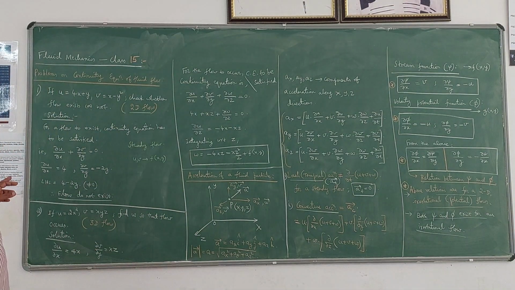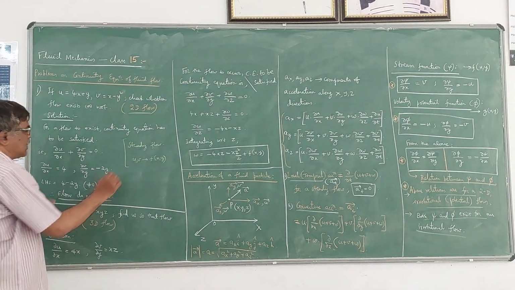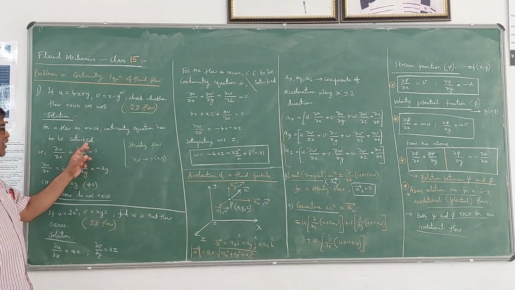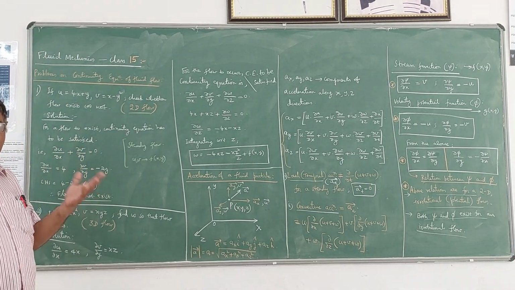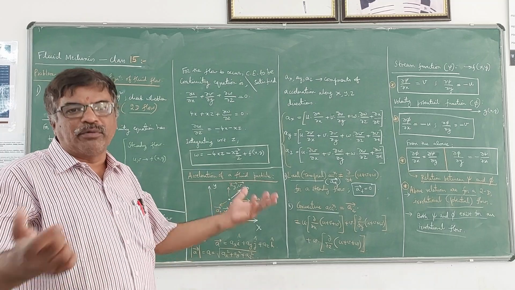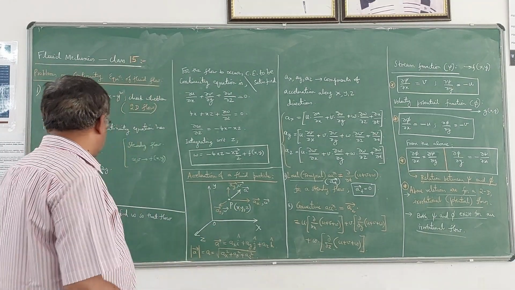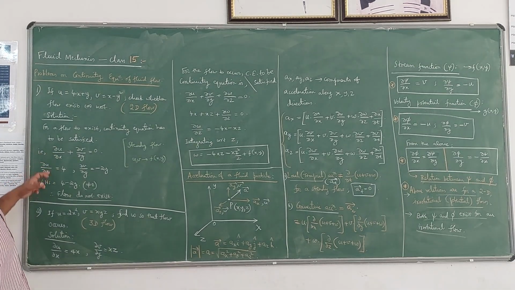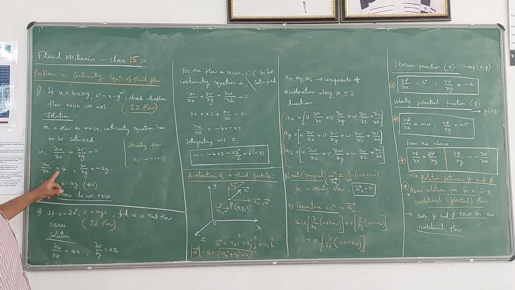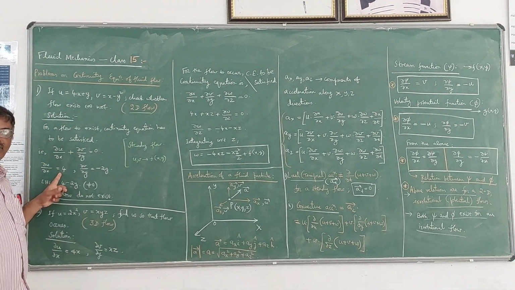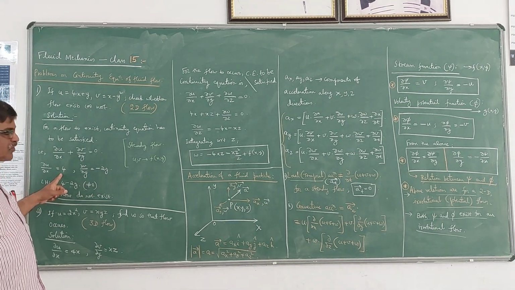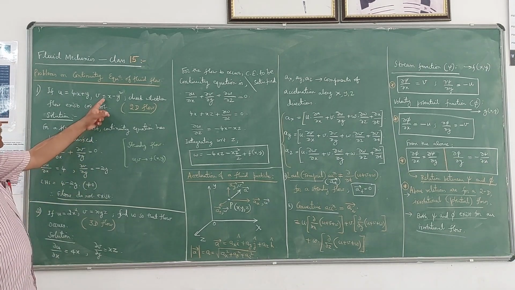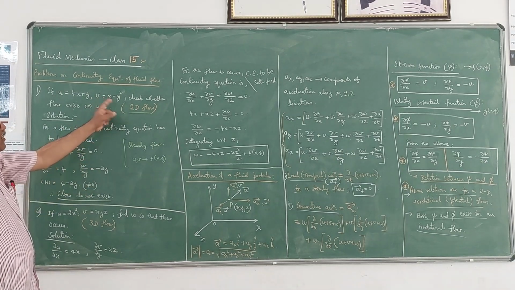Now for a steady flow, this is the two-dimensional continuity equation: dou u by dou x plus dou v by dou y is equal to 0. If this condition is satisfied, LHS is equal to RHS, then automatically the flow occurs or exists. Now dou u by dou x, u is given as 4x plus y, so you partially differentiate with respect to x treating y constant. So it becomes 4. Dou v by dou y, treating x constant, becomes minus 2y.